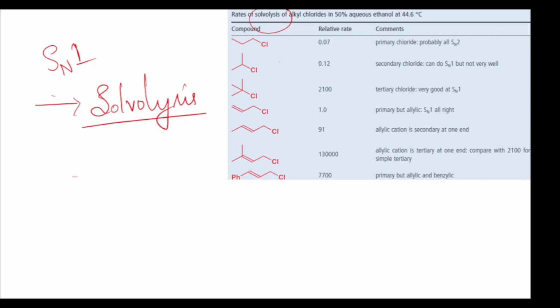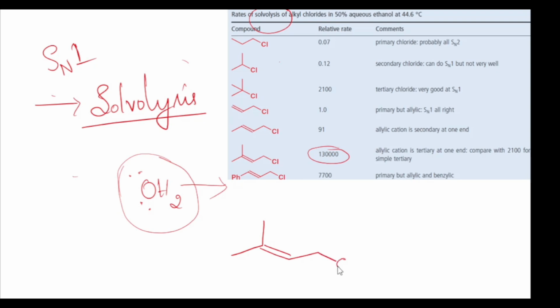In the example we have discussed, I am taking a water molecule as a solvent. What is happening by water? The carbon and bromine linkage is breaking. That's why we call it hydrolysis in the case of water, and in the case of other solvents we call it solvolysis. Now here it is showing the compound name, the relative rate, and comments. You can observe the relative rate is higher for this particular molecule, which has a pi bond and here chlorine, like this.